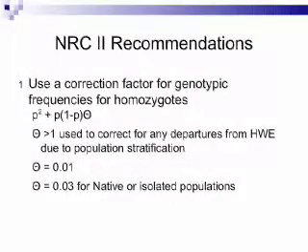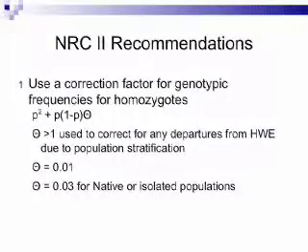The number that they tell you to use is 0.01, right? So what is that? Theta equals 0.01. What does that mean? It's saying 1% of the population has some level of inbreeding. There's a 1% of the people are inbred. That's a lot. On an isolated or native population, 0.03 is what they recommend, or 3%. That's a lot too.